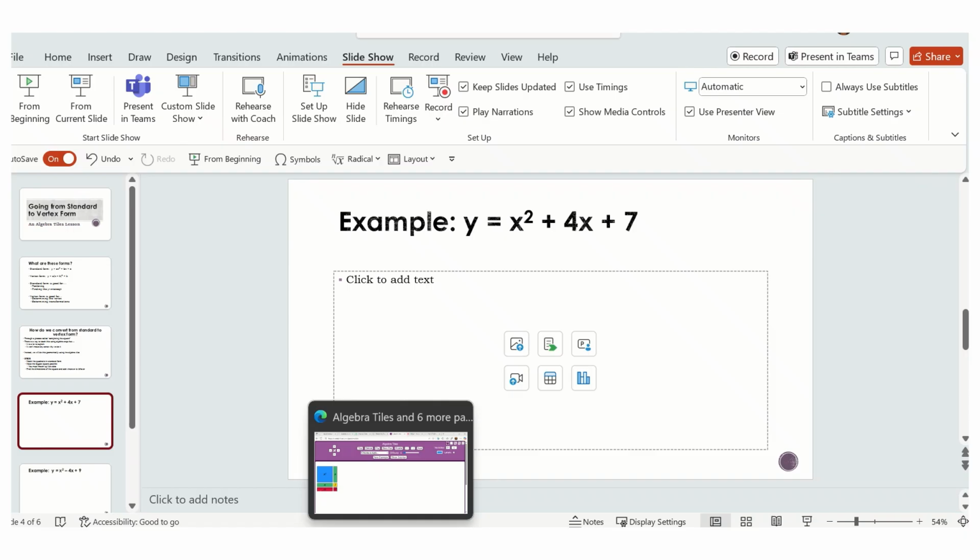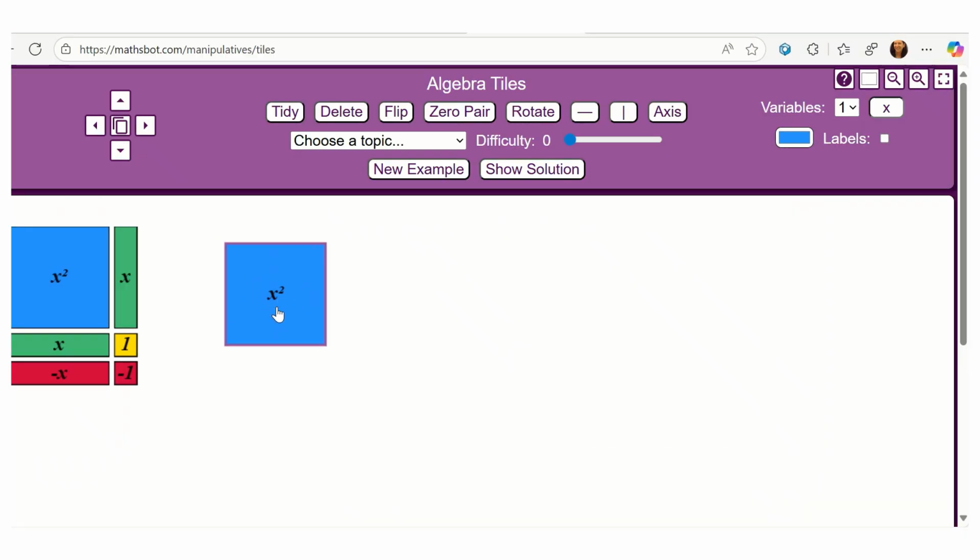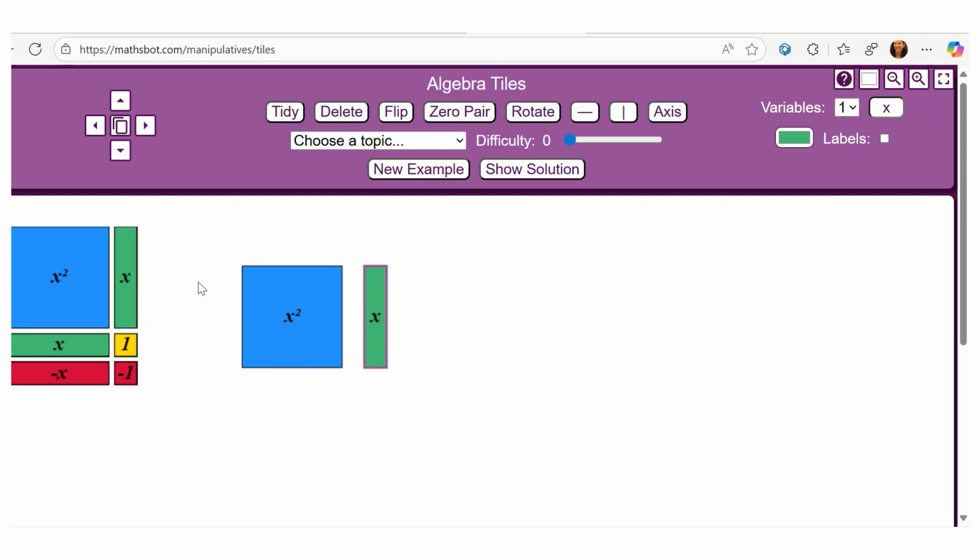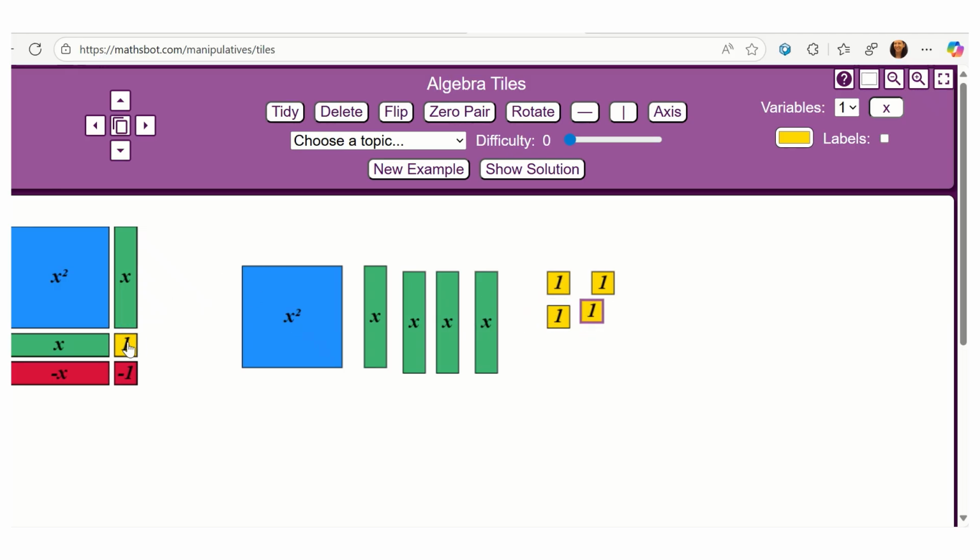So the first thing we're going to do is model that with the tiles. So I have 1 x squared, 4 x's, and 7 units. So I'm going to drag over 1 x squared, 4 x's, okay, this is like the longest part, and 7 of these ones. And you'll notice on the screen here that we do have some negatives. And that's where the idea of the area kind of falls apart a little bit, but the model is still going to hold up, okay?